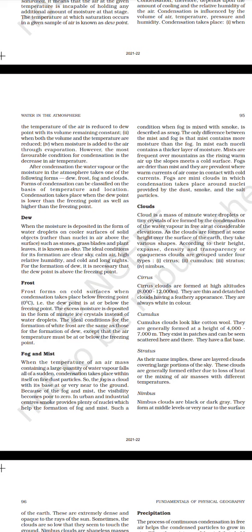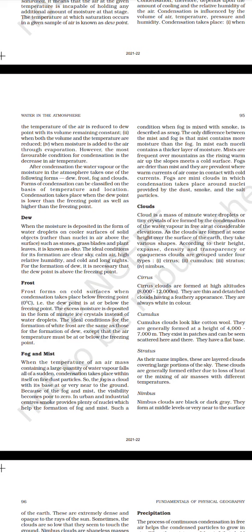The only difference between the mist and fog is that mist contains more moisture than the fog. In mist, each nucleus contains a thicker layer of moisture. Mists are frequent over mountains as the rising warm air up the slopes meets a cold surface. Fogs are drier than mist and they are prevalent where warm currents of air come in contact with cold currents. Fogs are mini clouds in which condensation takes place around nuclei, usually provided by the dust, smoke, and the salt particles.